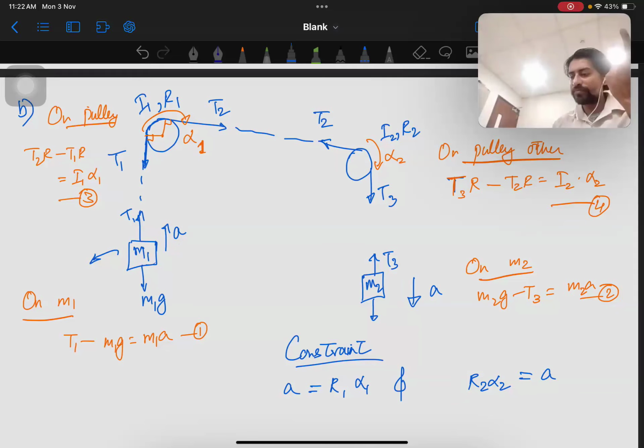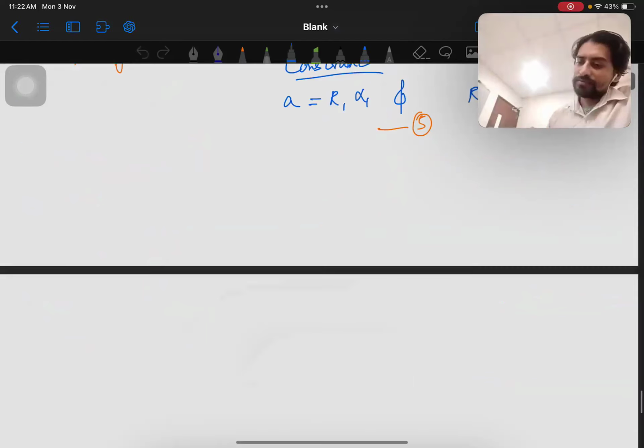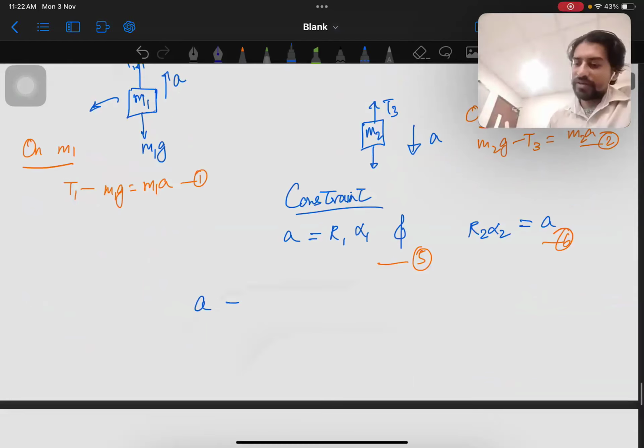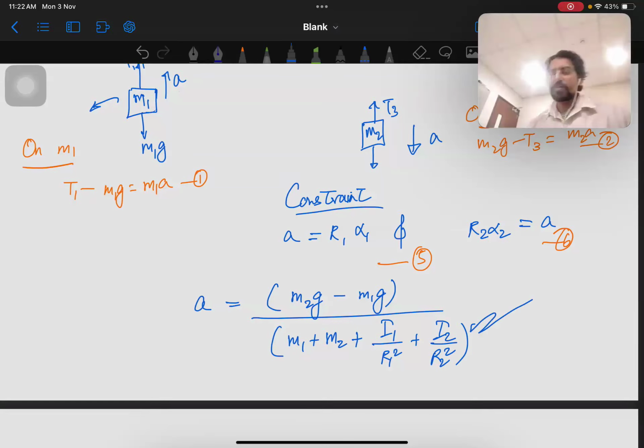Fine. So you get how many equations? 4, 5, 6 equations. We'll solve 6 equations. Not me, not us. Just directly write. That's why these expressions are useful. You can directly write the value of this acceleration as net pulling force divided by the total equivalent mass. Fine. This part is clear. Moving on to the next one.